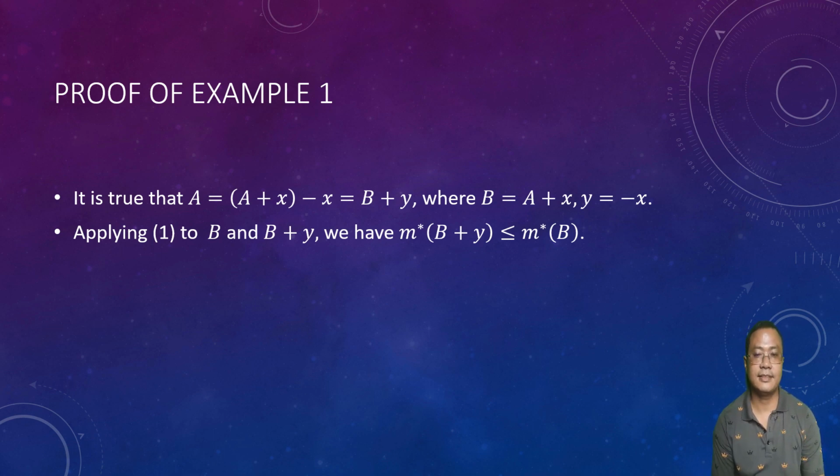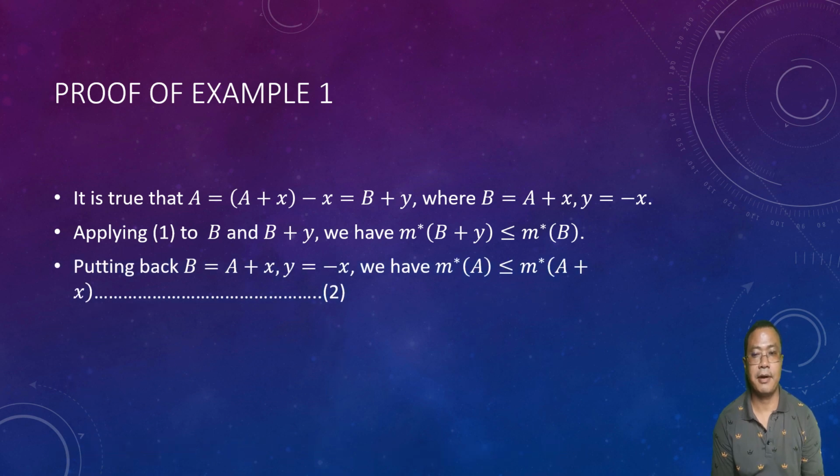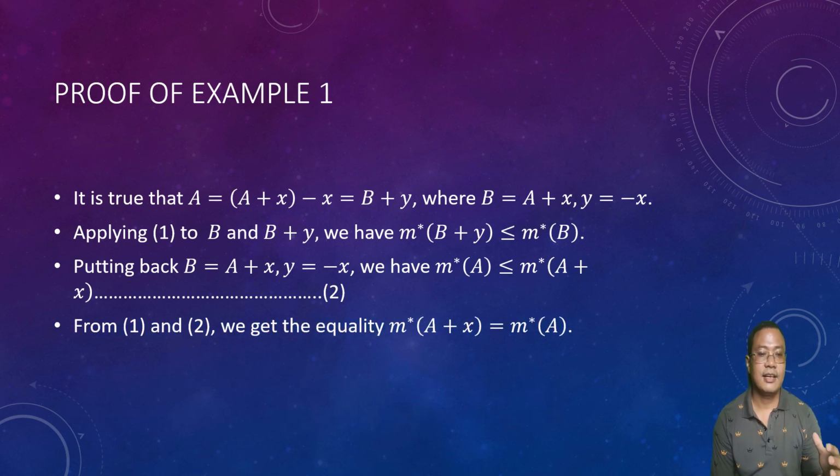Alright, so now let us revert the substitution, that is B is equal to A plus x and y is equal to minus x. Then what do you get? Putting back B equal to A plus x and y equal to minus x, we have the outer measure of A is less than or equal to the outer measure of A plus x. Let it be inequality number 2. Combining 1 and 2, what do we get? The equality: m star of A plus x is exactly equal to m star of A.